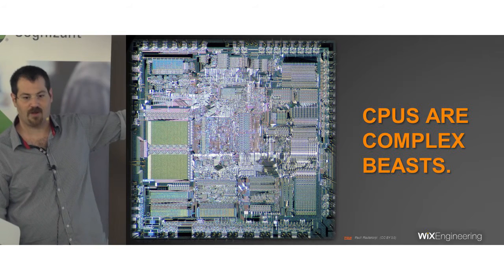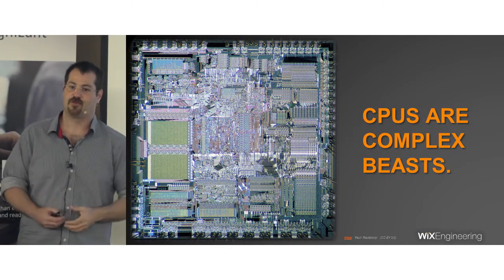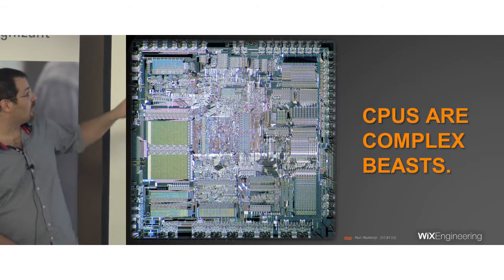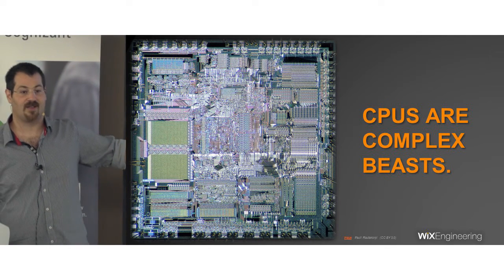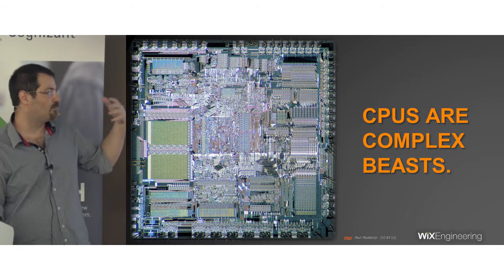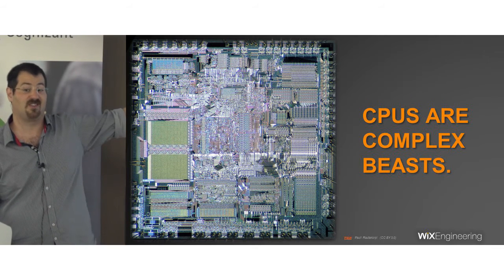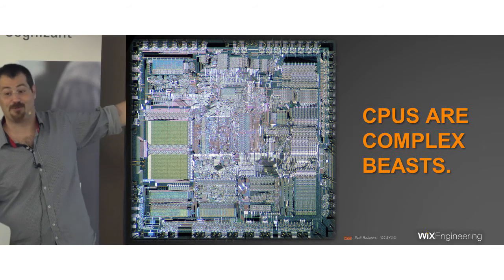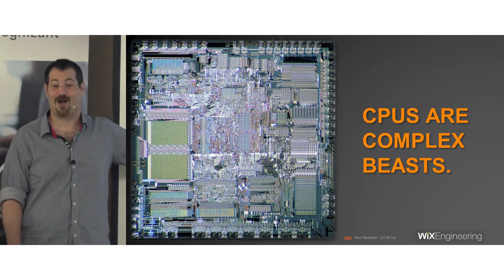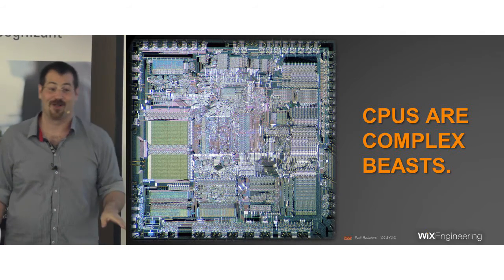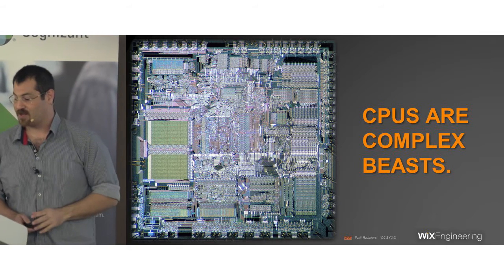This is a microscope image of a CPU. You can see that it's crazy complex. And in case you were wondering which CPU this is, a 286. This is a 30-year-old processor, and it's already so complex I can't figure out what I'm looking at. Right? This is crazy complexity.